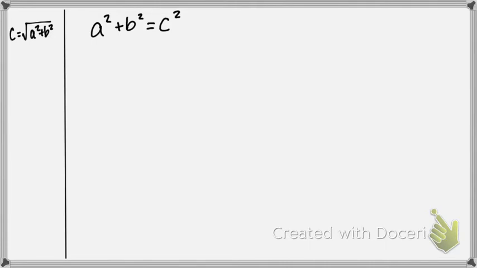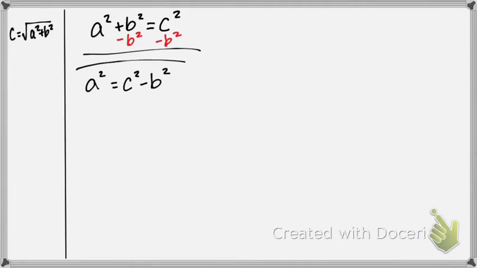The other one is if we wanted to solve for A, we could just subtract B squared on both sides, and we would have A squared equals C squared minus B squared. This is one of the converses that we have: A squared is equal to C squared minus B squared. It's the same Pythagorean theorem formula, just written differently, so that if we need to find what A is, we can easily do that.